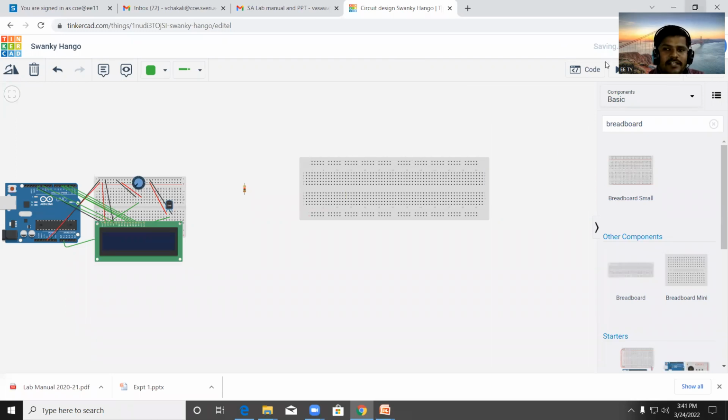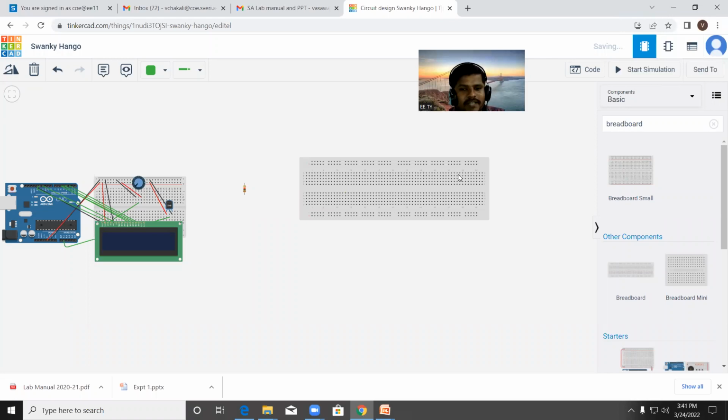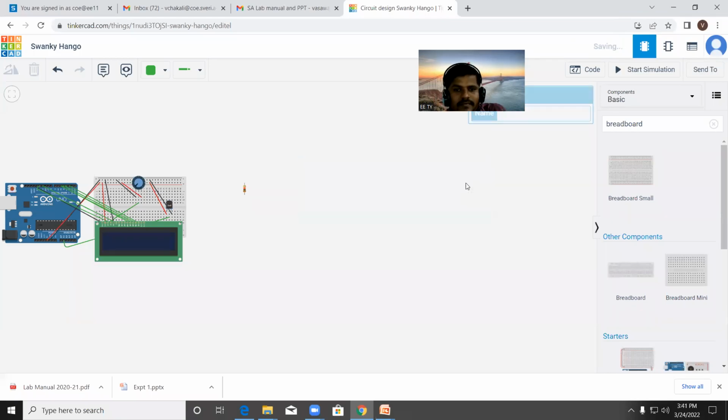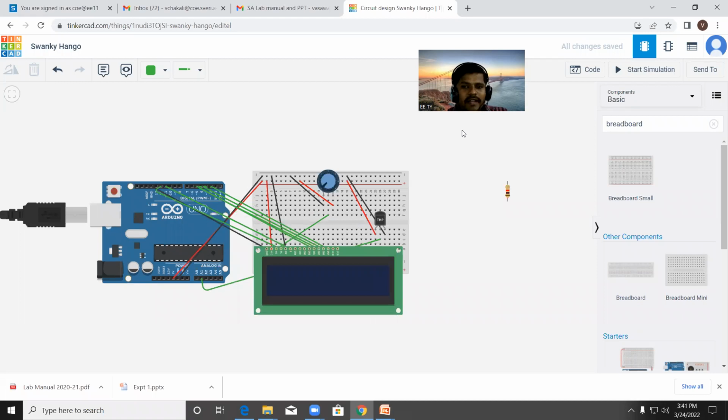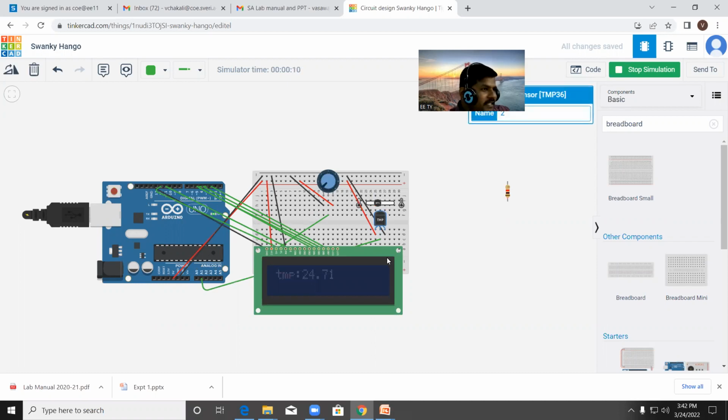Here is the simulation. After connecting all the equipment and giving the power supply, when you start the simulation, there is a start simulation button. At that point it will provide the input and output. See, this is the temperature sensor. How it is connected, we will discuss at the time of performing the practical. I am just giving a demo. Now how much temperature is shown by the display?